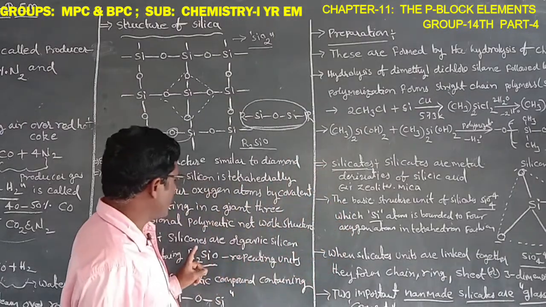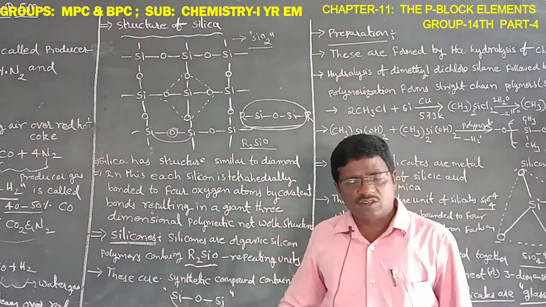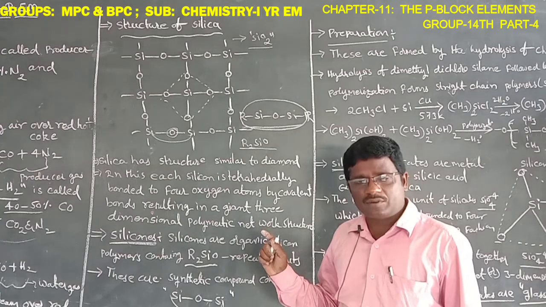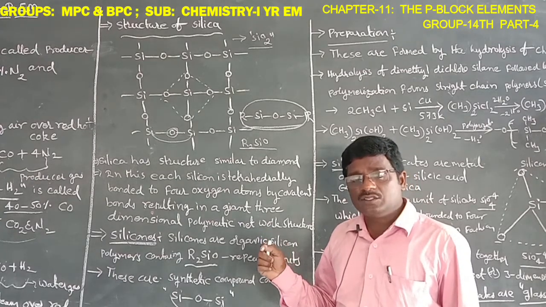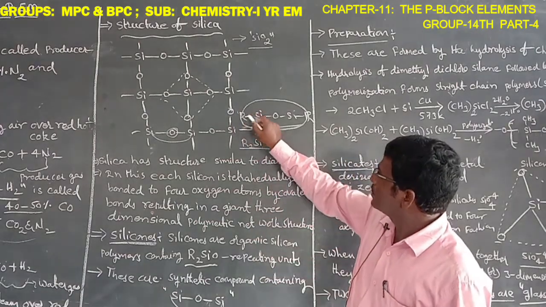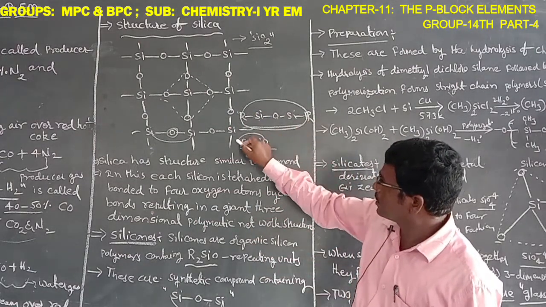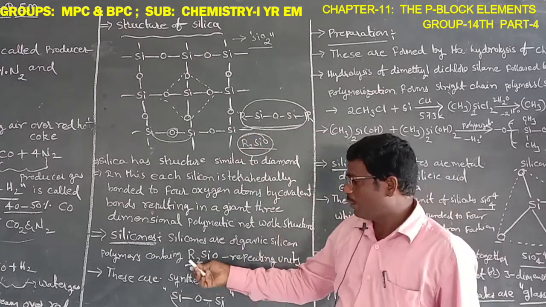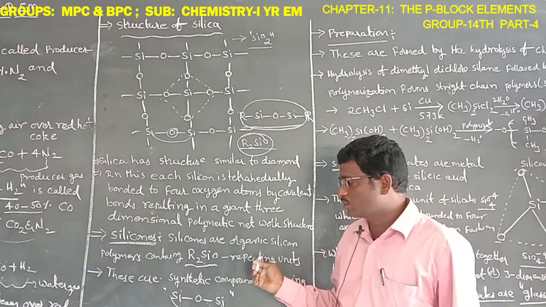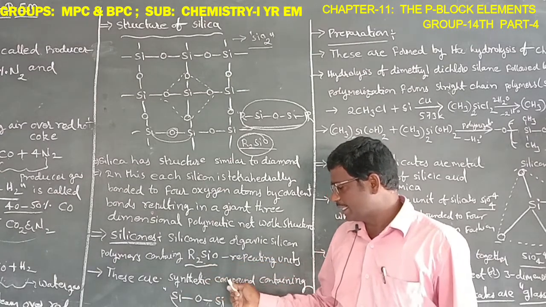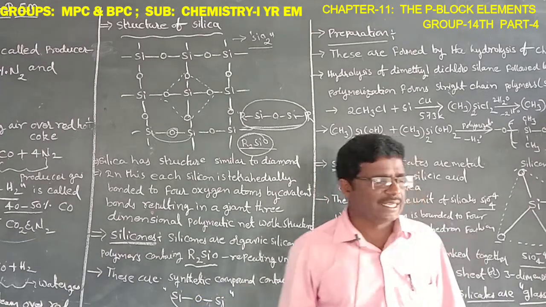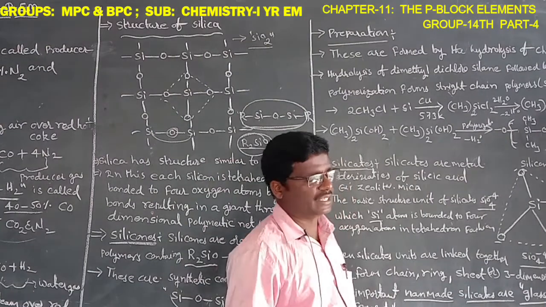Silicones are also known as organosilicones. Organo means carbon compound. It is like R bonded to silicon, silicon bonded to oxygen, oxygen bonded to silicon. They are organosilicones, polymers containing R2SiO repeating units. Those are purely synthetic compounds containing silicon-oxygen bonds, also known as organosilanes.